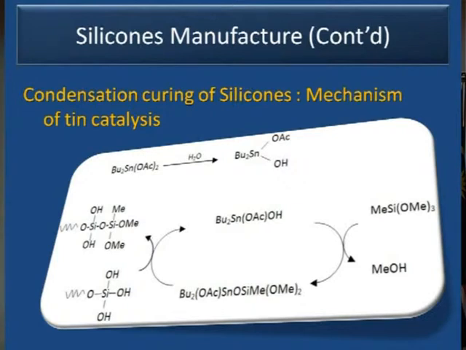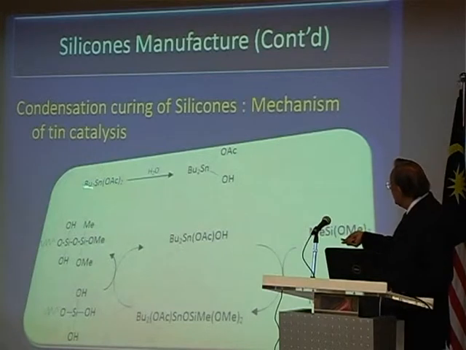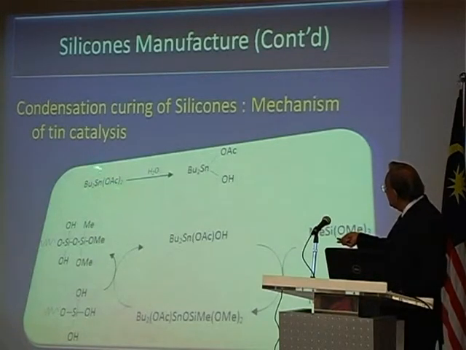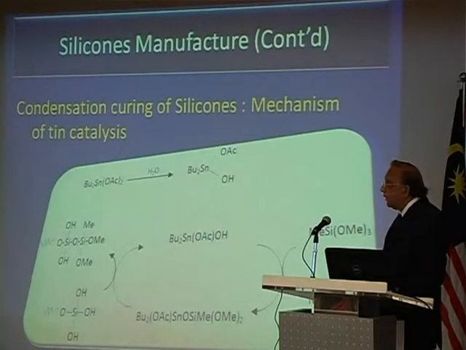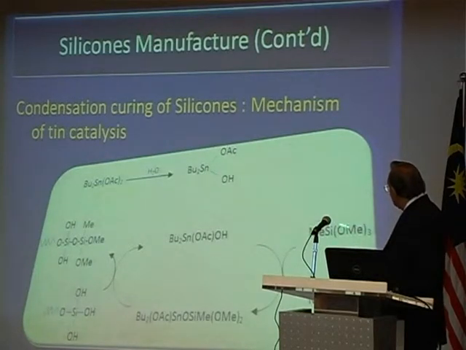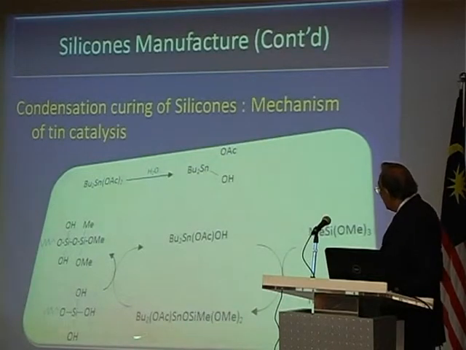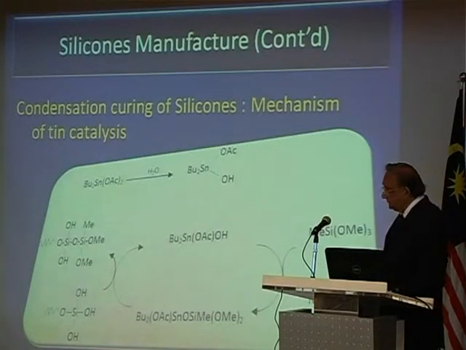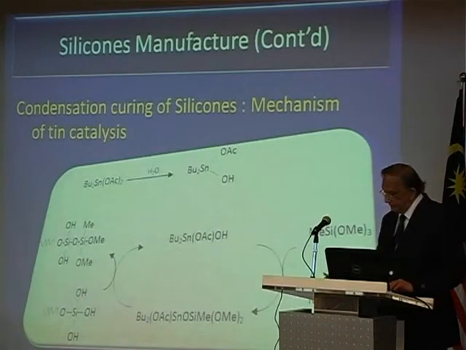Again, the mechanism. Apparently, if you really use the diorganotin diacetate, or any of the catalysts, under anhydrous conditions, nothing happens. Obviously, the water is playing a role. The water is converting that into the hydroxyacetate, which then interacts with the cross-linker to form this compound, and then immediately reacts with the silanol to form the silicone.